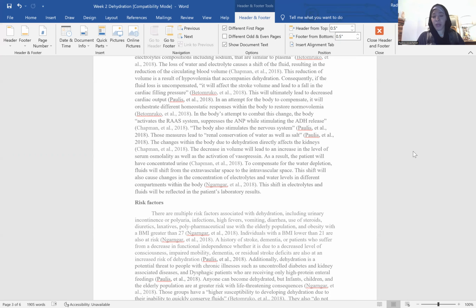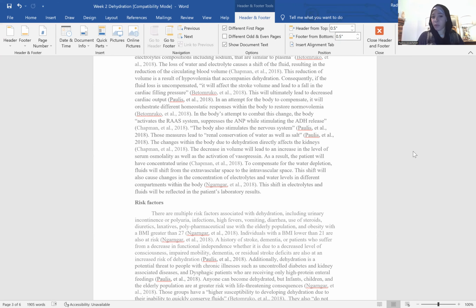The changes within the body due to the dehydration directly affect the kidneys. The decrease in volume will lead to an increase in the level of serum osmolarity, as well as the activation of vasopressin. As a result, the patient will have concentrated urine.